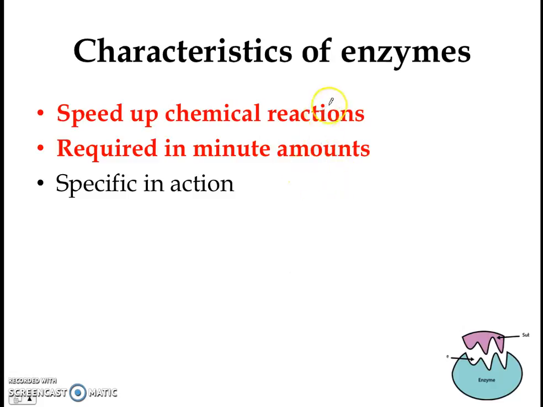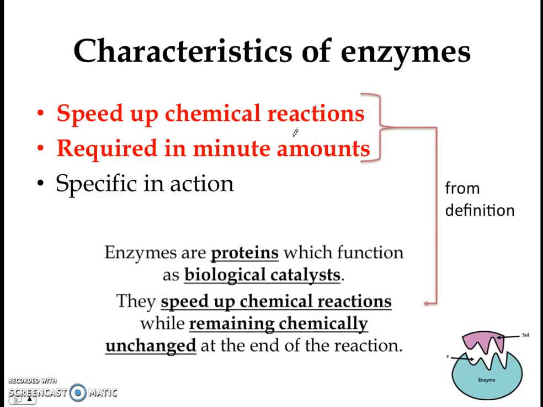Now I'm going to take the first two characteristics of enzymes together, that they speed up chemical reactions and are required in minute amounts. Now these two characteristics can be found or taken from the definition, which you should already be memorizing. So if you remember this definition, then you will remember these two characteristics, right? Because in the definition, it already says that enzymes speed up chemical reactions, right? So this is the same as the first characteristic.